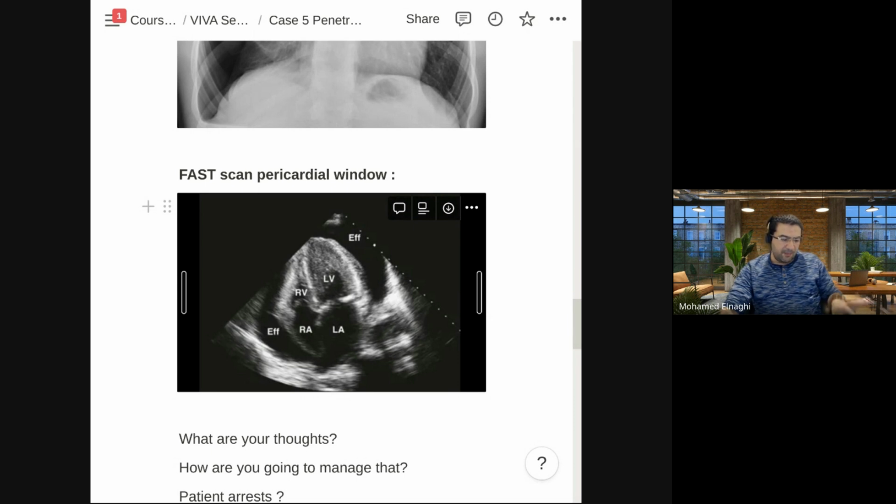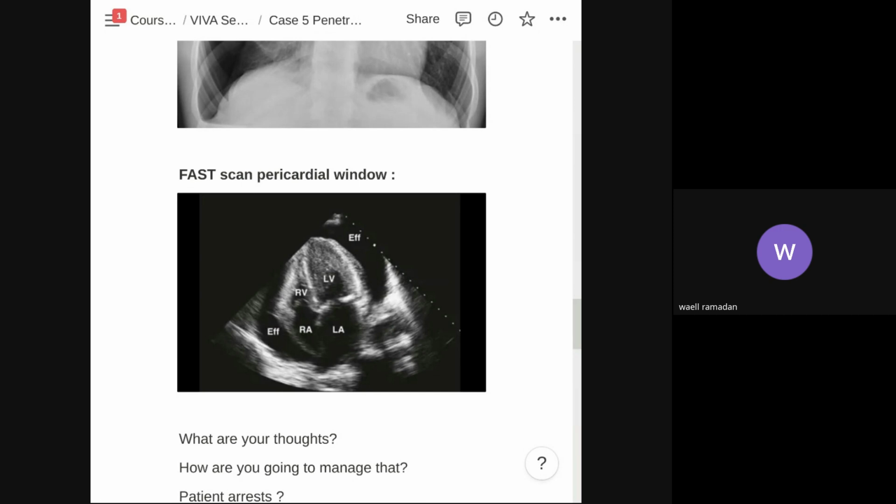Because what takes priority is the cardiac tamponade. And the problem with cardiac tamponade is how much volume of blood around the heart it takes to start to compromise the heart. How much volume? It's about 50 ml.